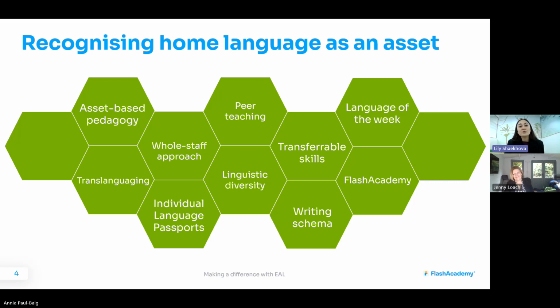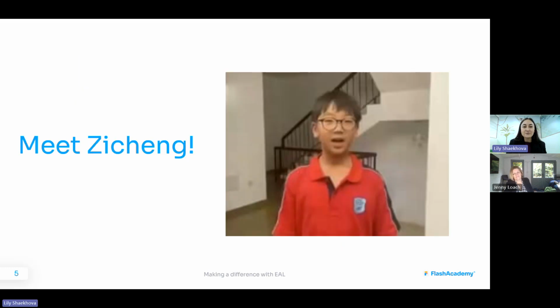What started as a way to boost well-being has evolved into a much larger thing. It was almost an awareness campaign, and it's been incredible to walk through the primary corridors and hear students confidently exchanging greetings in different languages, and also seeing that pride and how students love taking on those leadership roles. So it was amazing. And by the way, let me share an example. Let me share the story of Zicheng, one of our students who joined us last year.